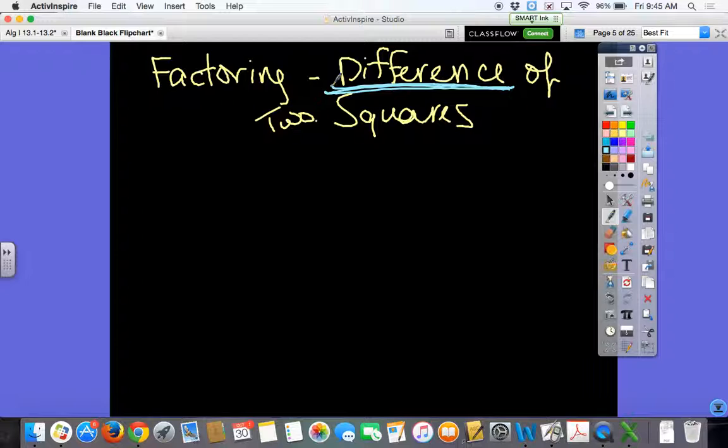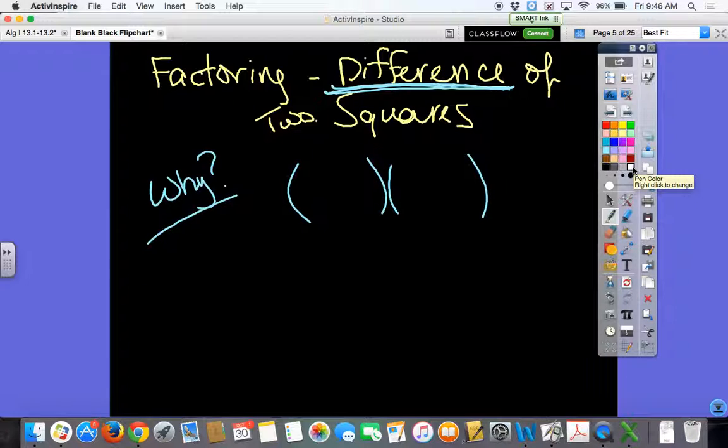When it says difference, this only works with subtraction. You cannot do this with the sum of two squares. It doesn't work. Basically, let's figure out the why, and then we're going to go from there. Why in the world does this do? We'll start from, where does this stuff come from?